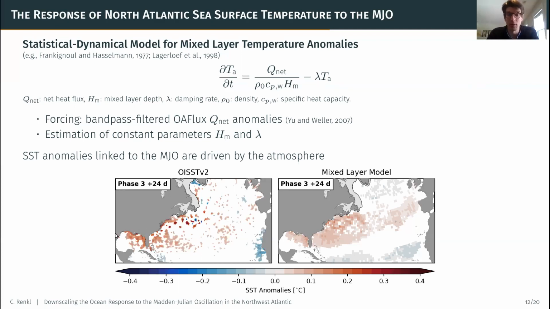But overall, if you compare this large-scale pattern of the SST, if you include the statistically insignificant areas, that would mostly be red, and there's a very high correspondence between these two patterns, which shows us that these SST anomalies that we see in response to the MJO are driven by the atmosphere and mediated by the heat fluxes.